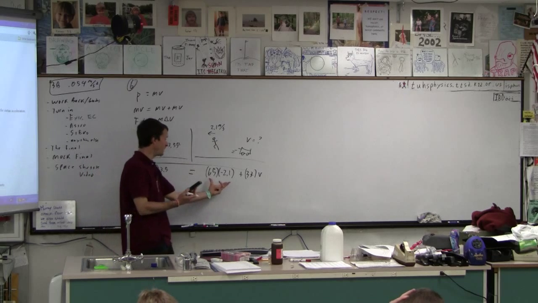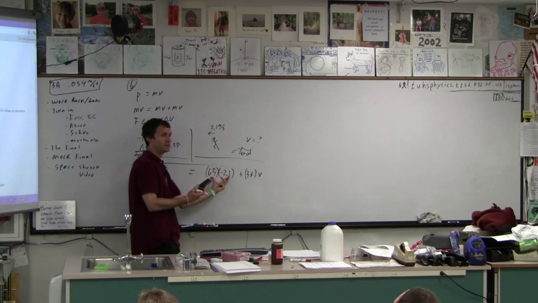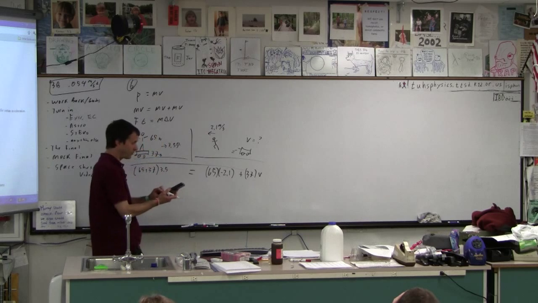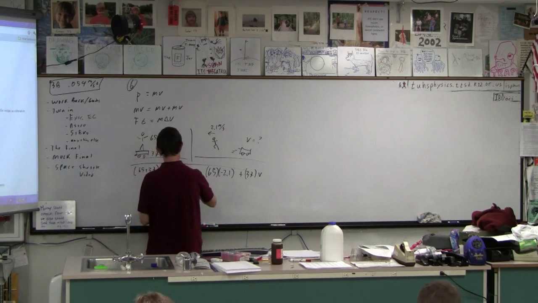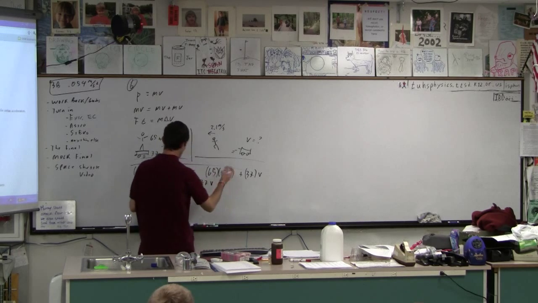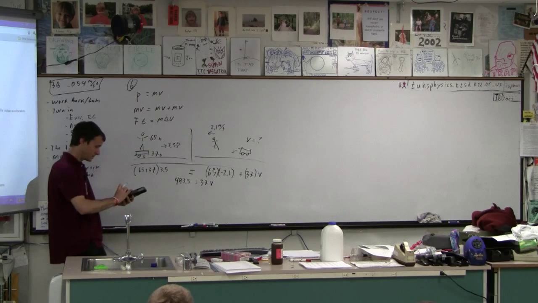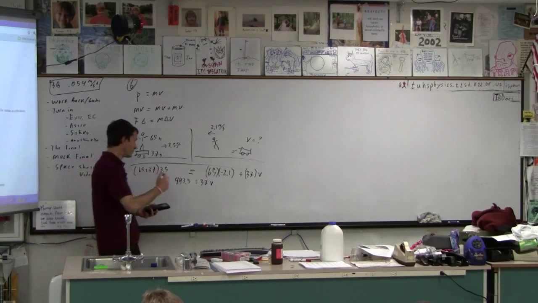And then aren't I going to add this to both sides? So I'm just going to do that right now. So I'm going to say plus 65 times 2.1 is 493.5. And then we just divide by 37, right? We get 13.3.